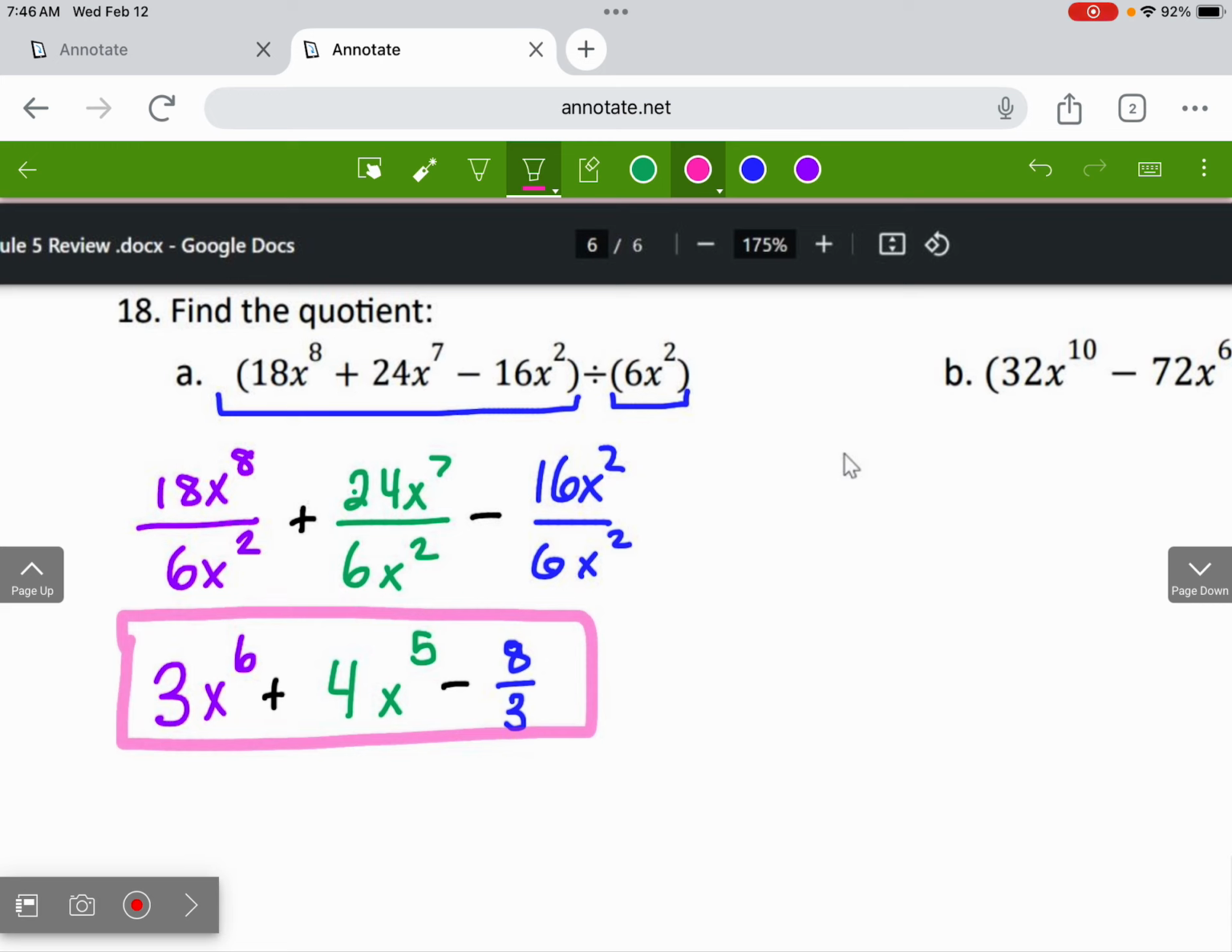The one next to it is going to have some unpleasant fractions as well. But it's good for us to practice seeing that.